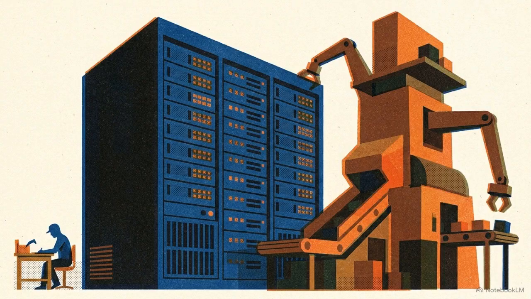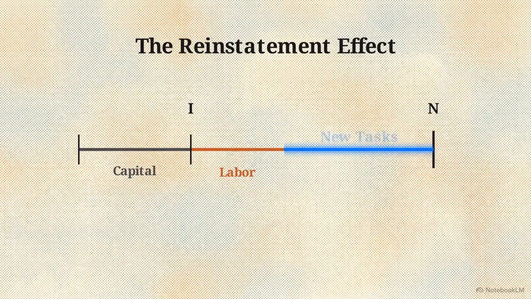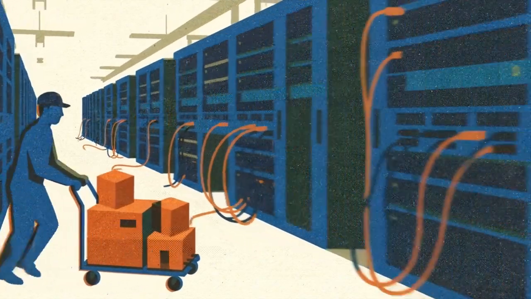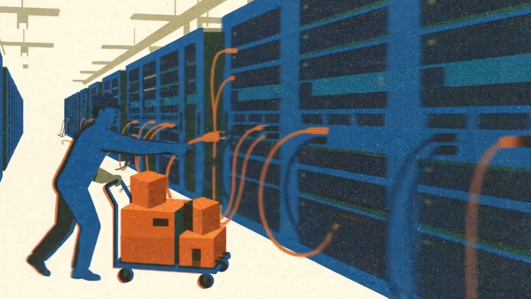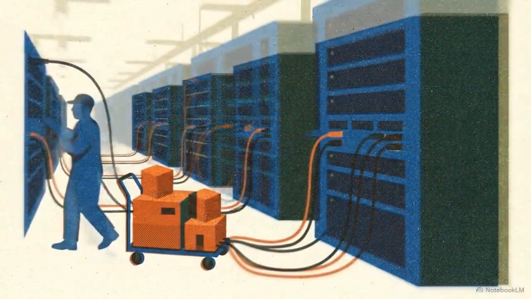This is the displacement effect. By itself, it strictly reduces labor's share of value added. But there is a counterforce. The introduction of entirely new, complex tasks pushes the upper boundary, N, to the right. This is the reinstatement effect. Roles that never existed before, like database architecture or logistics analysis, reinstate labor back into the production process.